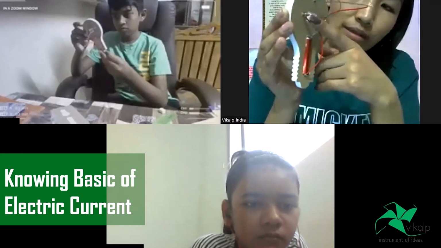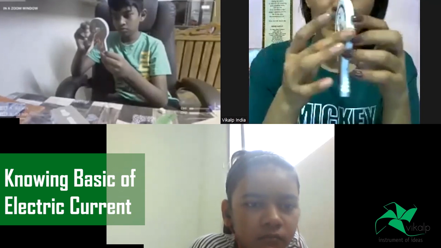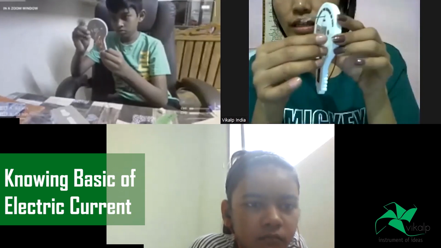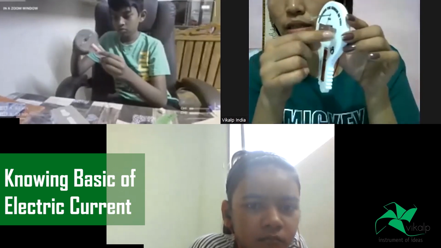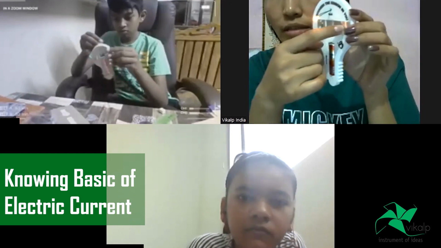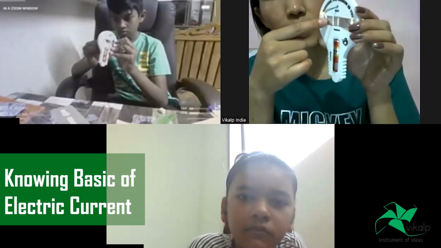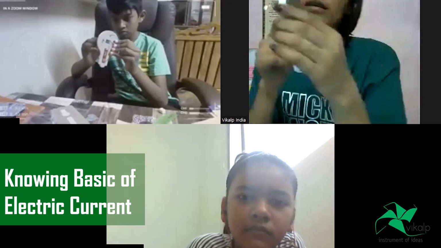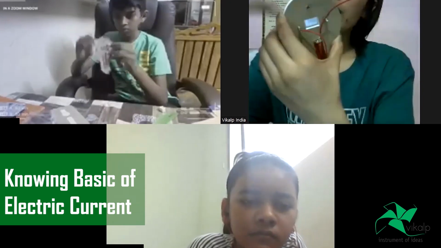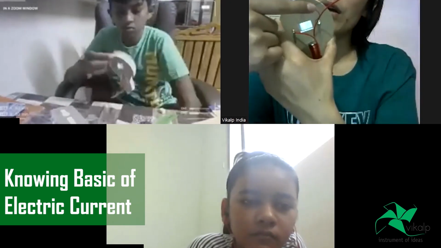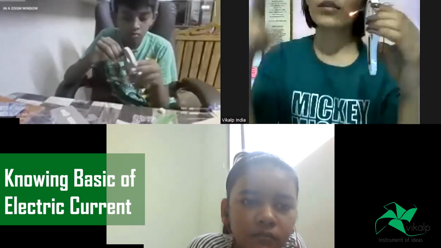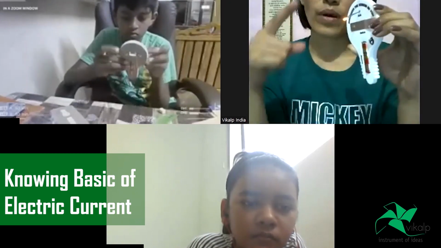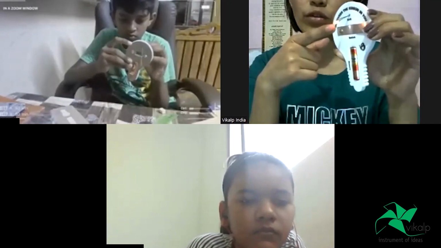This bolt is a metal, and when we touch this metal strip with the bolt, that electric current passes to this metal strip, and from here again to this bolt. On the backside of this bolt you can see there's another wire of the bulb. So this electric current will pass through that wire. Okay, so that's why this bulb is able to glow.